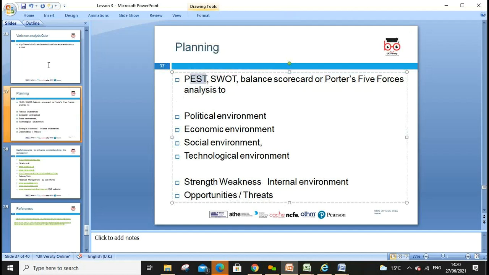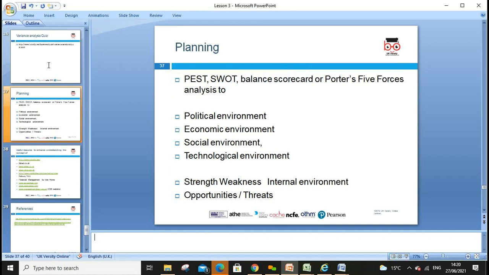When we do the variance and plan things, we always need to look at the past, and the PEST factors: political, economic, social, and technological. We need to look at the SWOT: strengths, weaknesses, opportunities, and threats, and we can use the balanced scorecard.